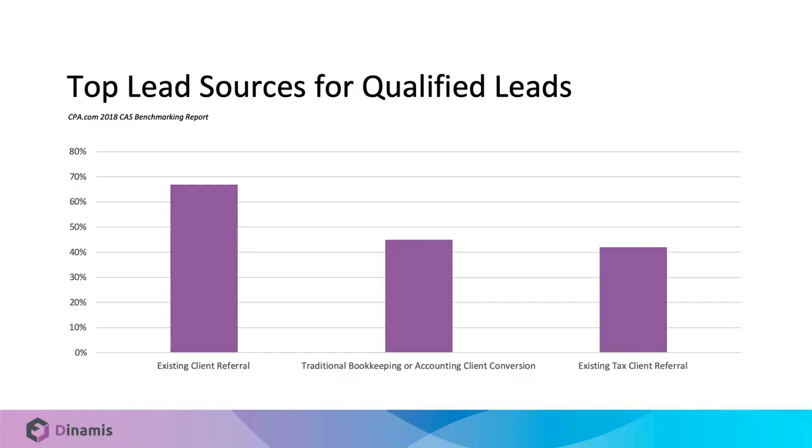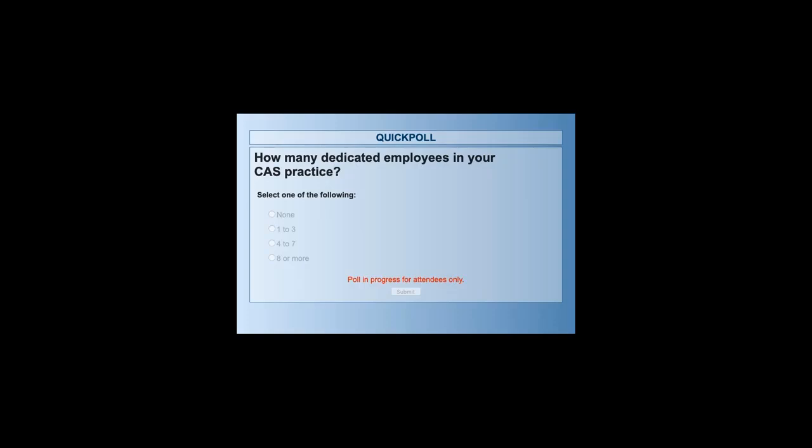And while you're working to do that, if it's okay, I'm going to go ahead and run poll number 3. We'll go ahead and launch that now. Poll number 3 is now launched. How many dedicated employees are in your CAS practice? None, 1 to 3, 4 to 7, 8 or more. And we'll leave this open until everyone has a chance to submit their answers.